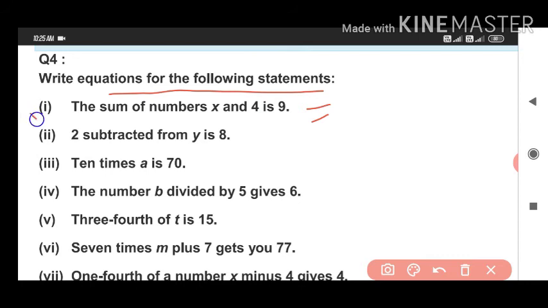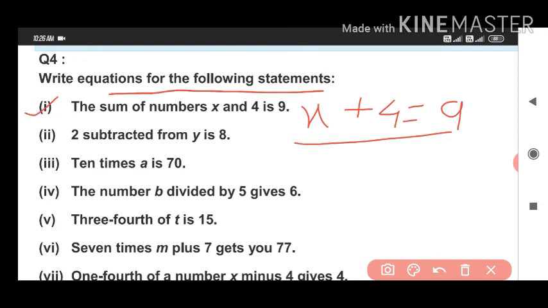Question number 1. The sum of numbers x and 4. Sum means plus. So the sum of x and 4 is equal to 9. When you do x plus 4, it is equal to 9. So x plus 4 is equal to 9 is the first equation for this given statement.